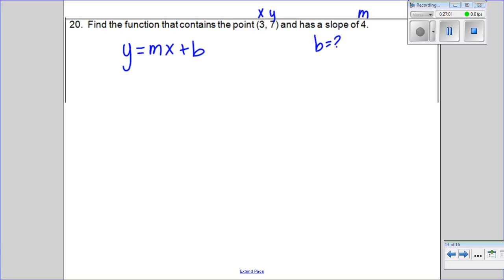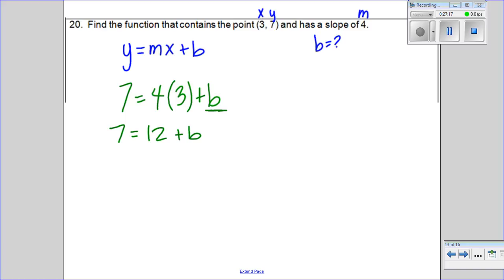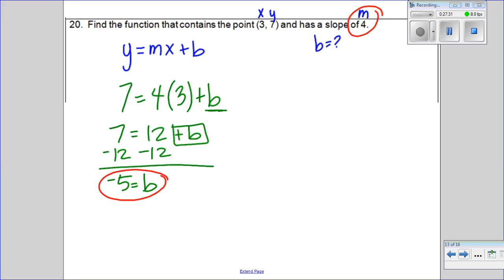So I'm going to plug in everything I know into y equals mx plus b. So 7 equals 4 times my x, which is 3, plus b. Now I can solve for this b. 7 equals 12 plus b. So to get b by itself, I have to subtract 12 from both sides. So this becomes negative 5 equals b. So now I have my b and my m, and I can write my equation. y equals 4x minus 5.